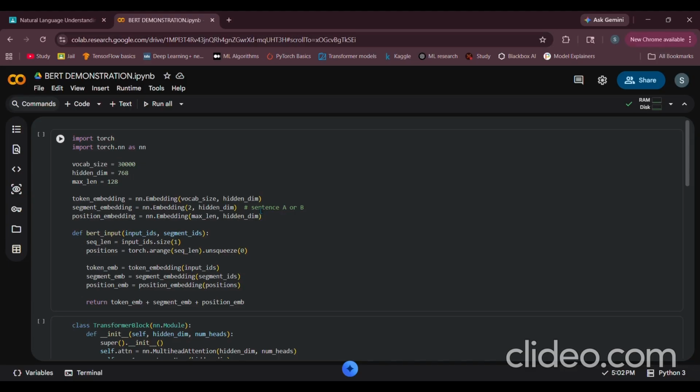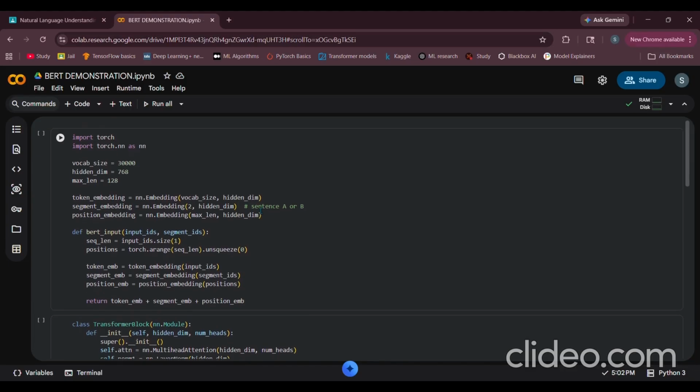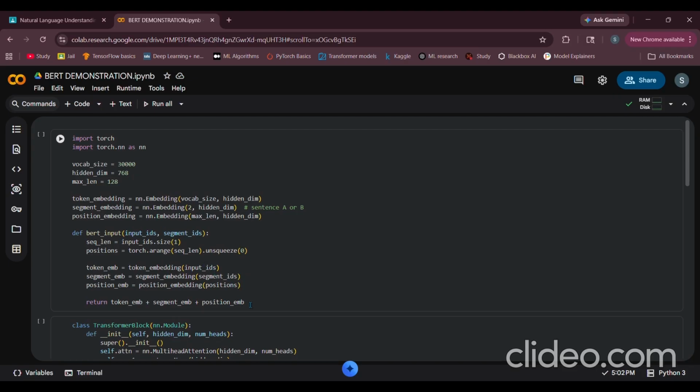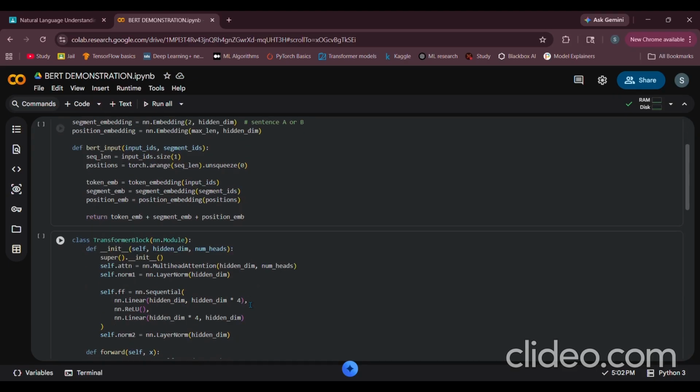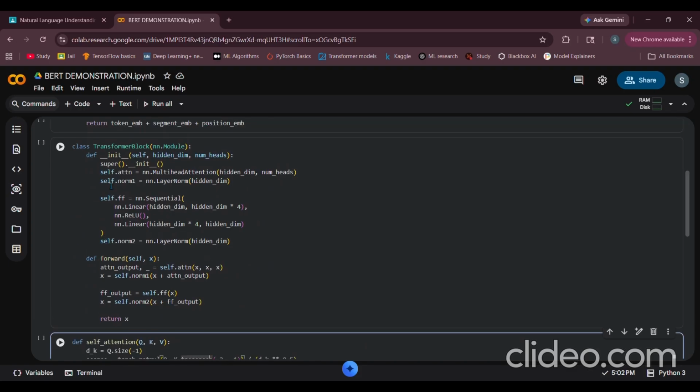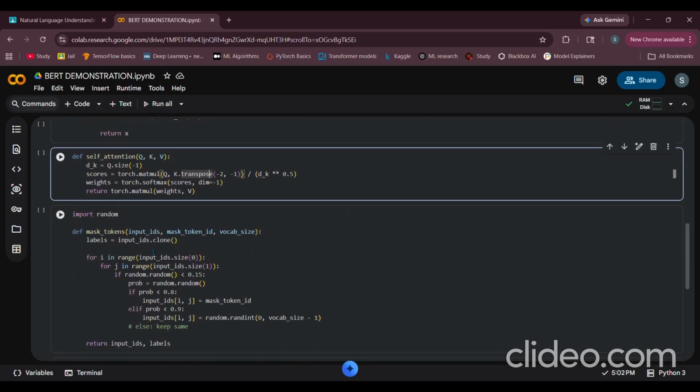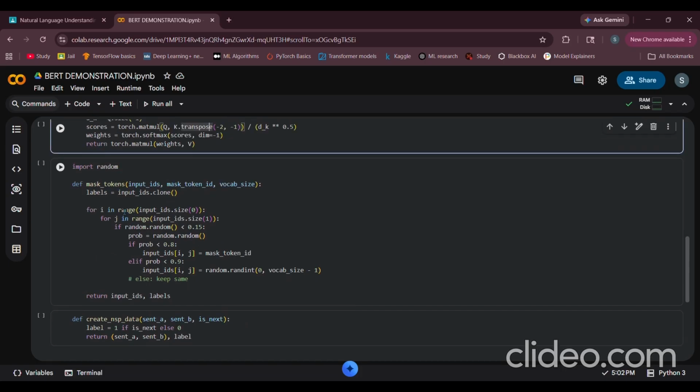Coming to a few code implementations, here we have the implementation of the token embeddings and the input representation, and this shows the implementation of the encoder block of the BERT model. Here, the multi-head self attention is implemented, and this is a sequential layer of the neural network. Here, the self attention of the model is calculated using matrix multiplication and transpose.